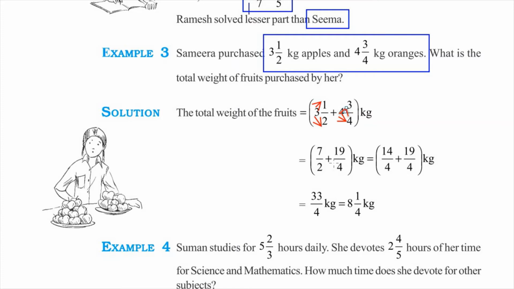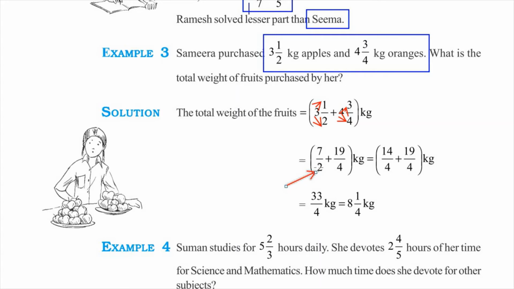Now we need to add 7 by 2 and 19 by 4. The way we can add these two is by once again converting them into like fractions. And how do we convert them into like fractions? By first finding the least common multiple of 2 and 4. You have learned this already in your previous class.